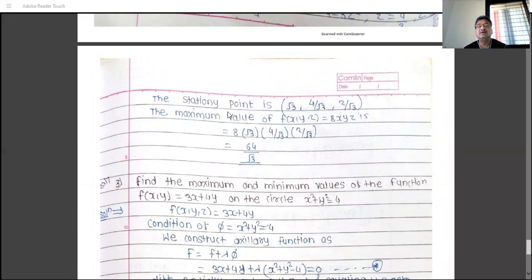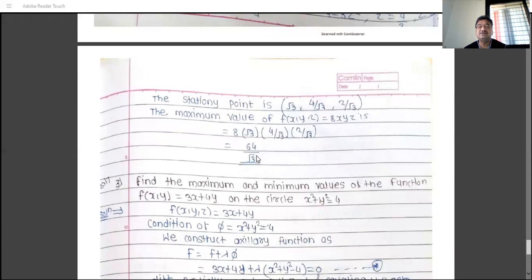Okay, if in the example it is not indicated to find the maximum value or minimum value, then write the extreme value. Here, the maximum value of f(x, y, z), this function 8xyz, is the function f(x, y, z), and so substitute x, y, and z with these values.